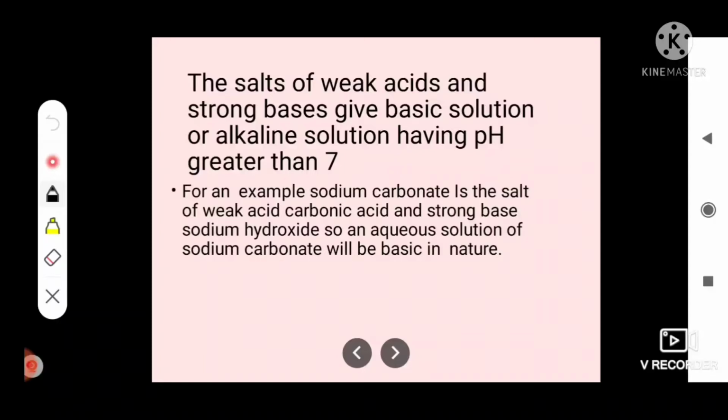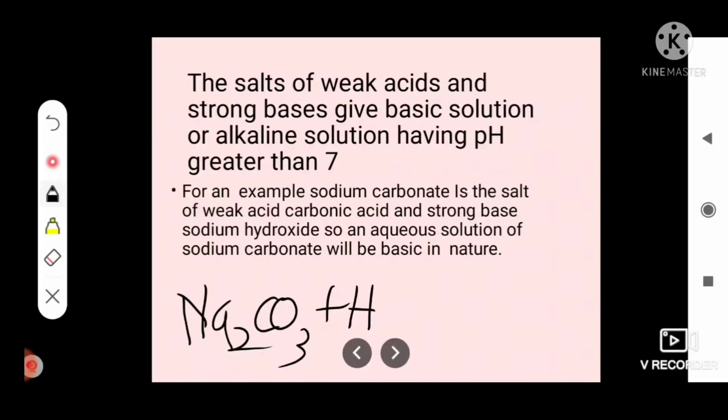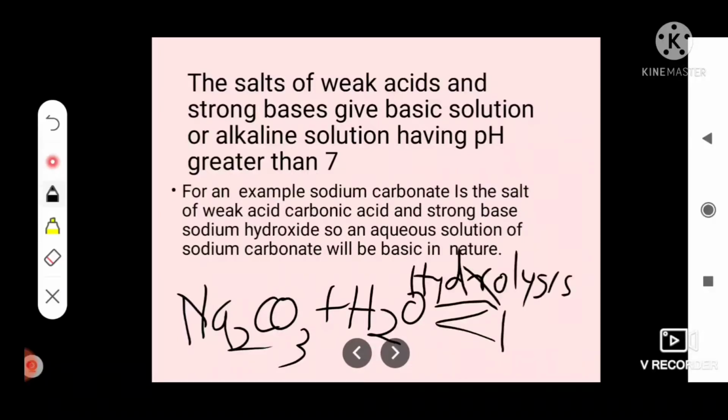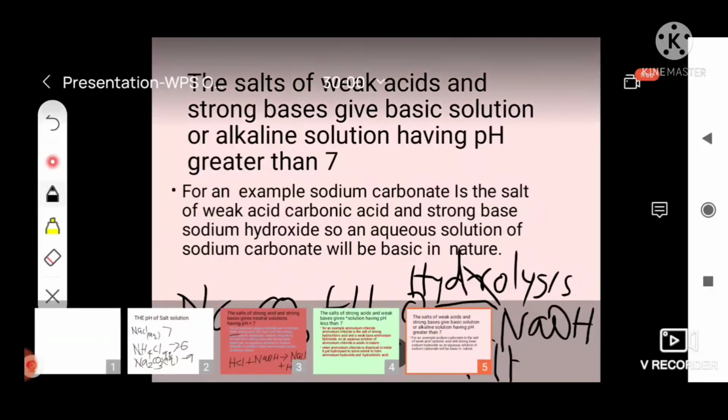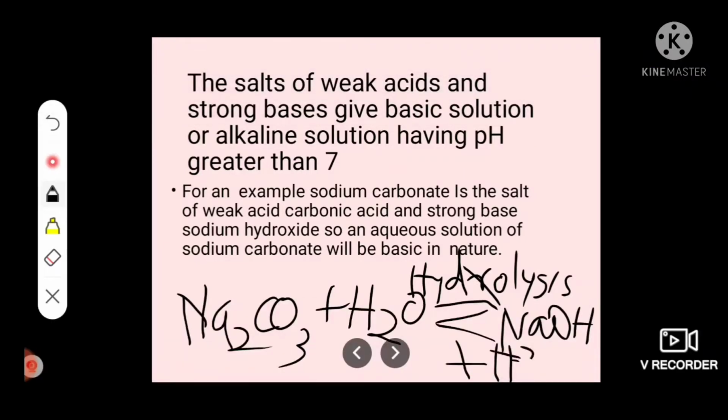When sodium carbonate is dissolved in water, it gets hydrolyzed to some extent and forms sodium hydroxide and carbonic acid. Na2CO3, when dissolved in water, on hydrolysis gives sodium hydroxide and carbonic acid, that is H2CO3.